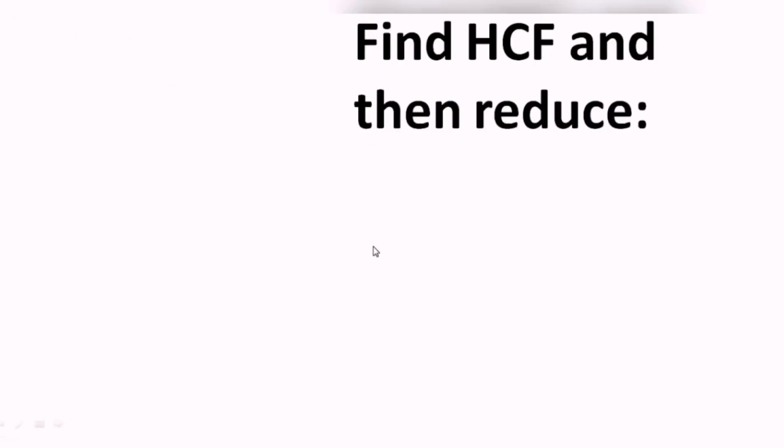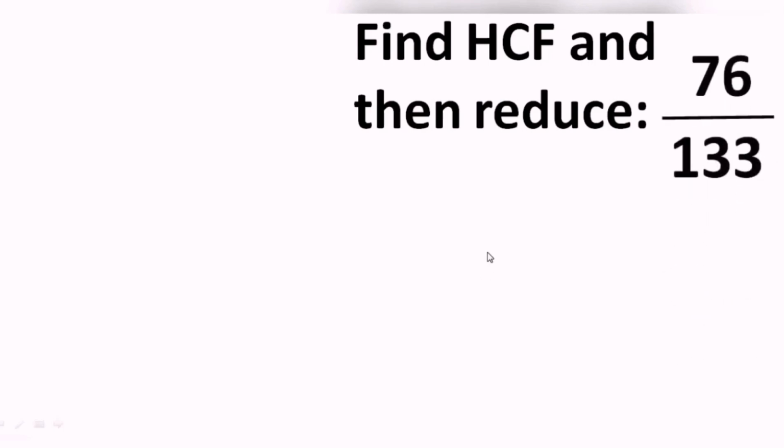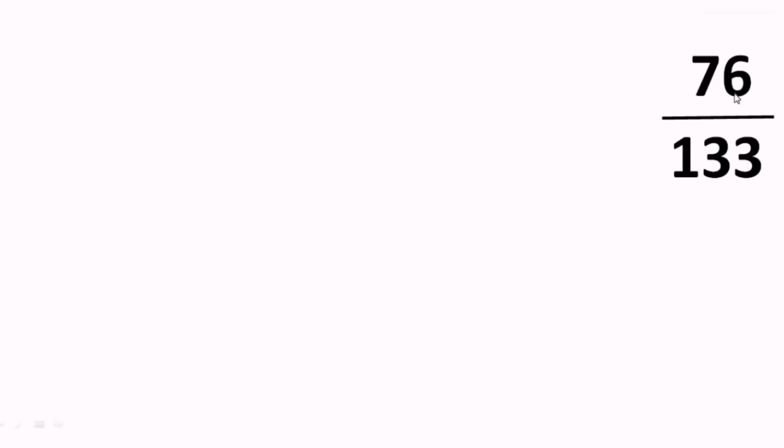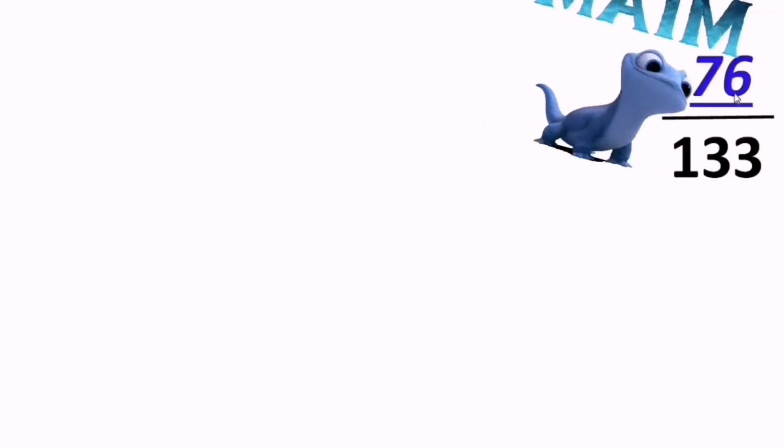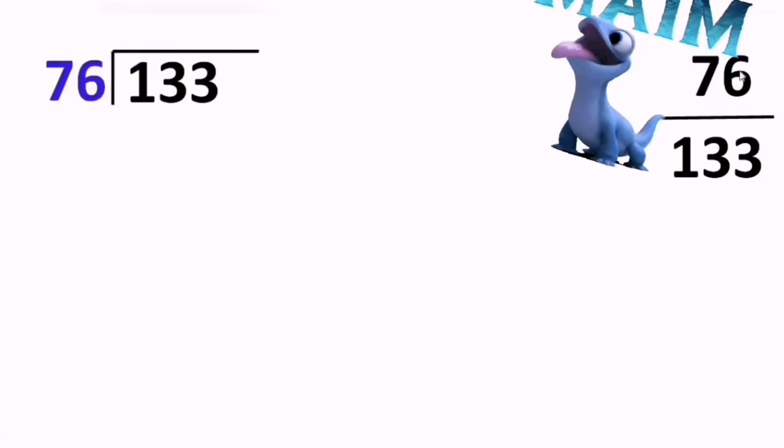Okay, so let's try one more sum. Over here, I'm going to combine the question now. Find the HCF by the division method first, and then reduce this fraction. So what did sir tell you to check? First of all, the smallest number among these two will be taken as the divisor. So which is the divisor over here? 76, right? So here is the division structure.